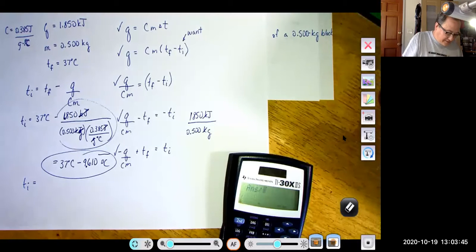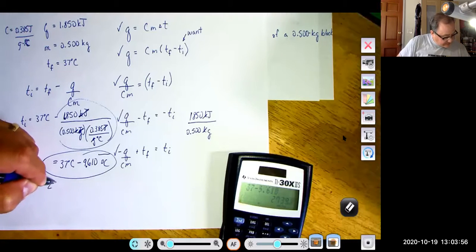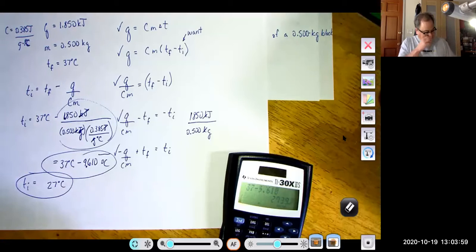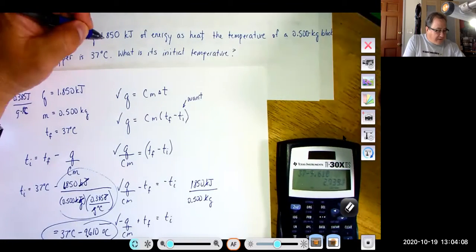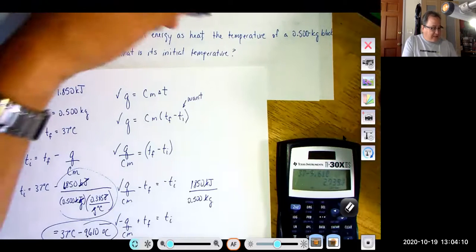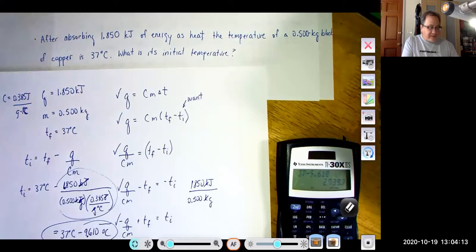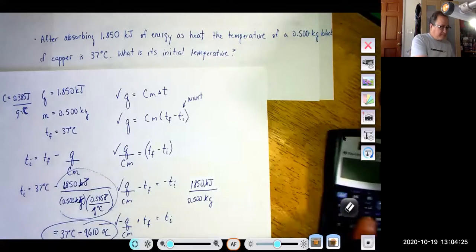And 37 minus 9.610. So we get 27 degrees Celsius is our answer. And that makes more sense because when you read the problem, after absorbing 1.850 kilojoules of energy as heat, the temperature is 37. You expect the initial temperature to be lower than 37, but not negative. Okay, thank you, An. Good job.